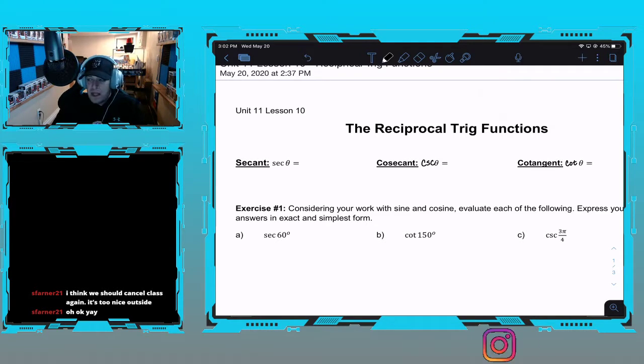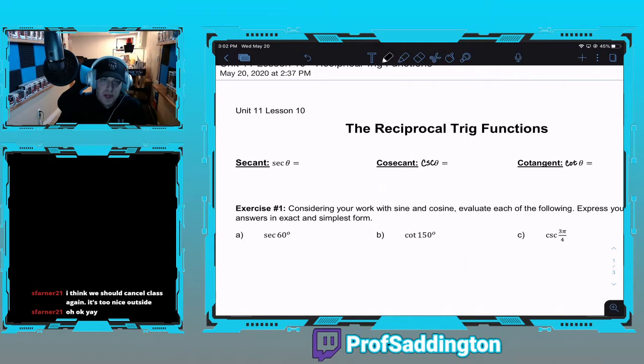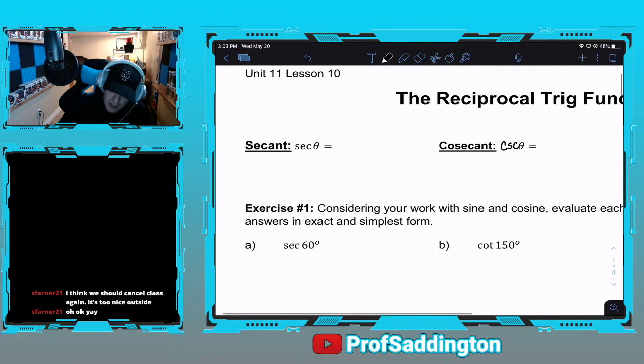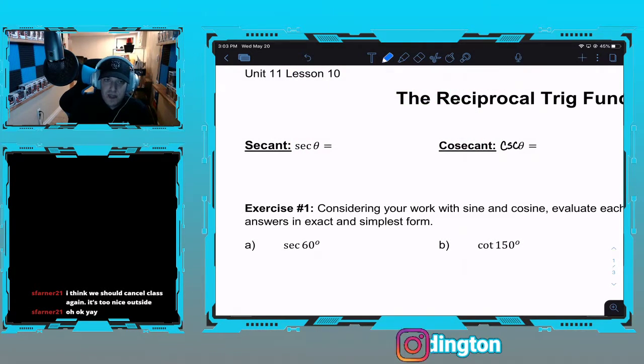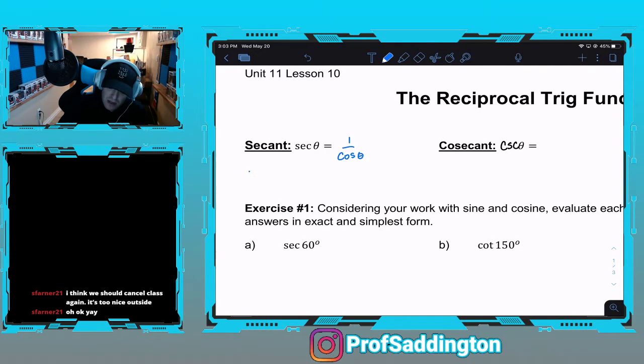These are known as our reciprocal trig functions. When we do a reciprocal trig function, it's essentially a fraction being flipped over. Before we get there, I just have to write a few things down. The first is secant. Secant is the reciprocal of cosine. So secant theta is the reciprocal of cosine. That just means that if you were to take cosine and flip it over, that is the same thing as secant.